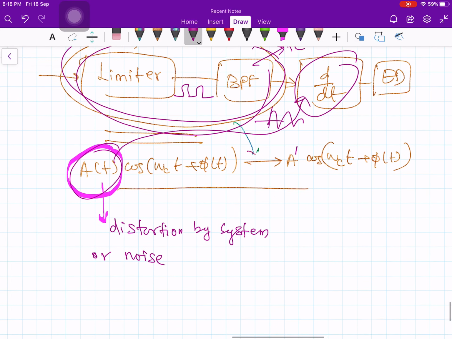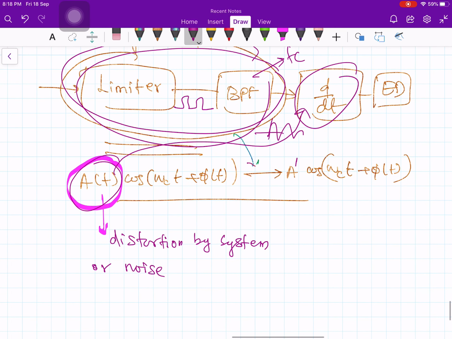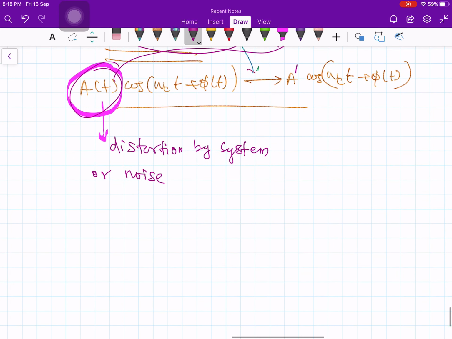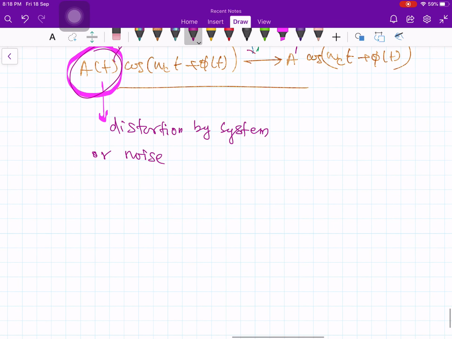Okay, but the bandpass limiter eliminates the amplitude variations. So that is the whole important point. Now let us discuss the whole concept with a little more rigorous mathematics. It is a simple theory, okay, but let us go through it because it is important to have a very clear feel for these things.